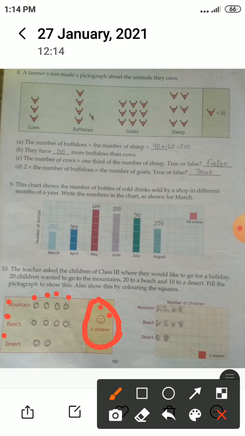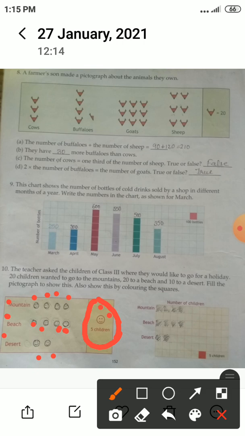Now on beach 20 children wanted to go. Here also you have to divide 20 by 5. That means you have to make 4 smileys here. And on desert 10 wanted to go. 10 divided by 5, 2. Then you have to make here 2 smileys.